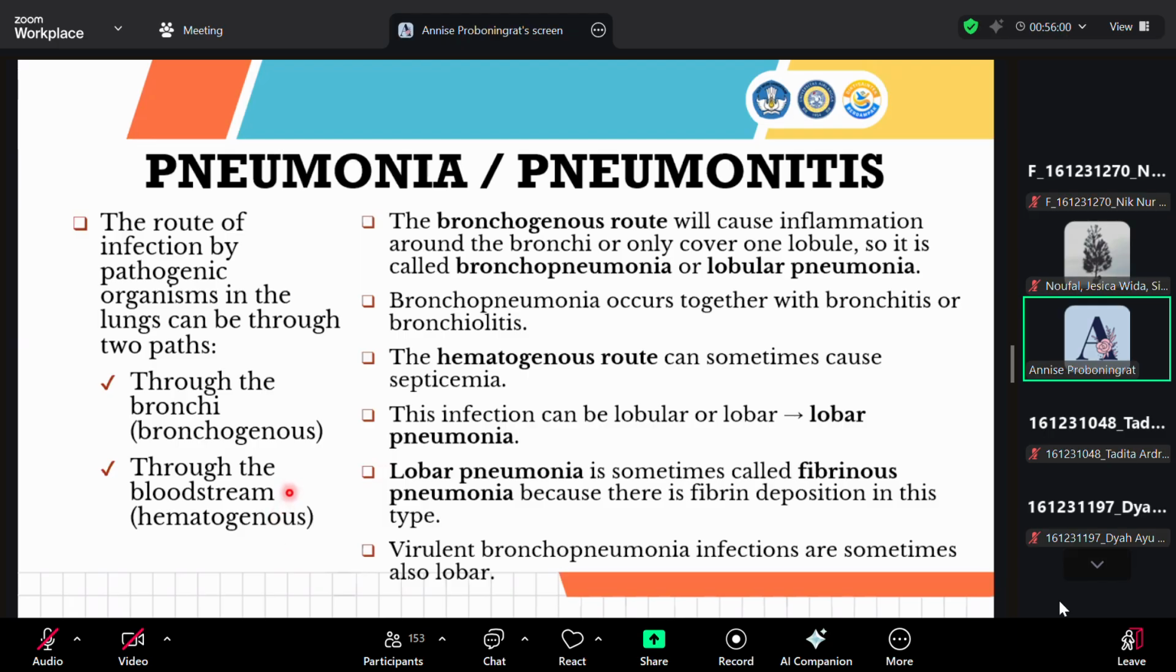And the bronchogenous route will cause inflammation around the bronchi or only cover one lobule, so it is called bronchopneumonia or lobular pneumonia. Bronchopneumonia occurs together with bronchitis or bronchiolitis, and the hematogenous route can sometimes cause septicemia, and the infection can be lobular or lobar pneumonia. That's sometimes called fibrinous pneumonia because there is fibrin deposition in this type.